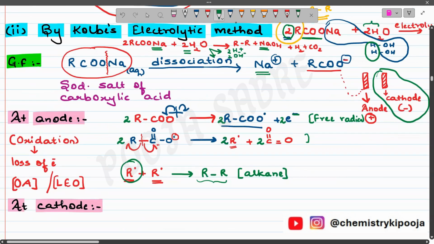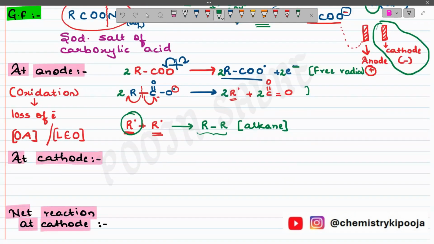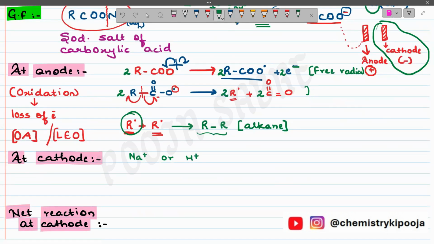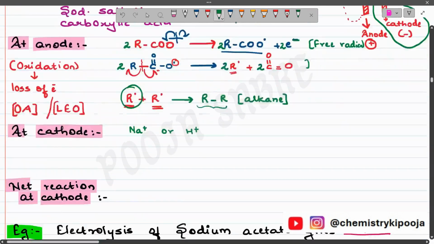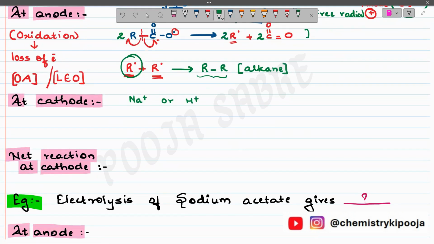And which are the positive ions we are having? We are having two ions, that is Na plus or H plus. Now, out of these two, which one will go to the cathode? Now, it is very simple. Remember, hydrogen is preferred over sodium at the cathode. Now, what could be the reason?